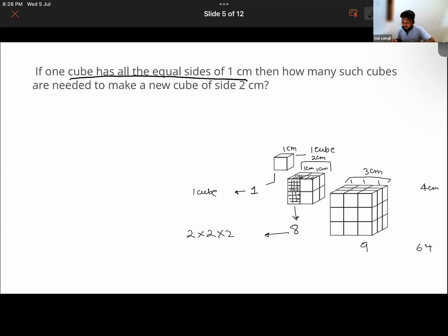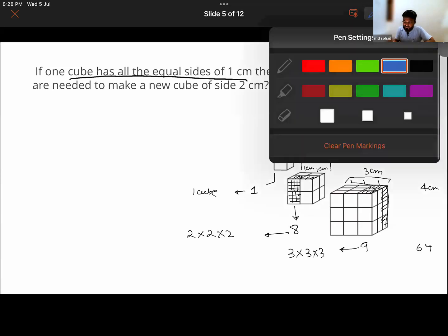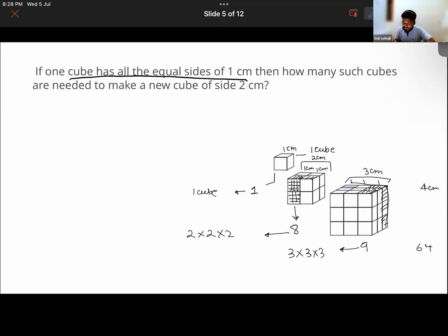And what about this one? The arrangement is like this: 3 into 3 into 3. On this side, on this side and on this side, you have placed 3 cubes, isn't it? 3 cubes in this side, right? 3 cubes in this side. I hope you guys can see where I'm marking. And 3 cubes in this side.